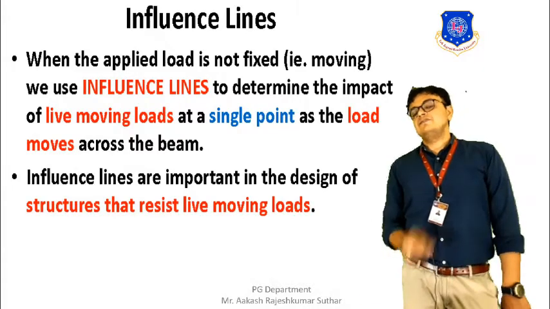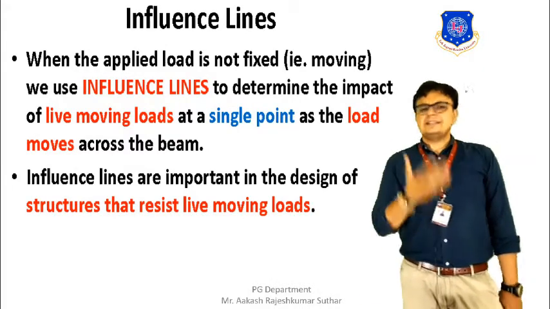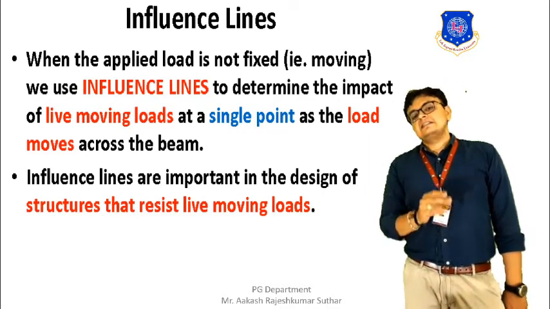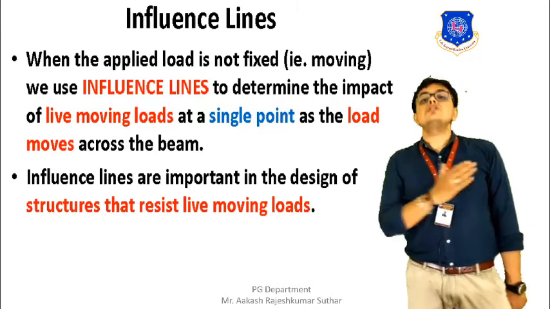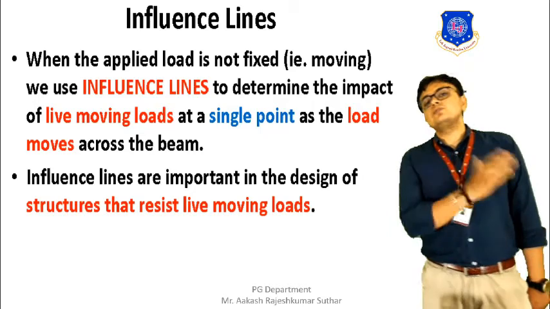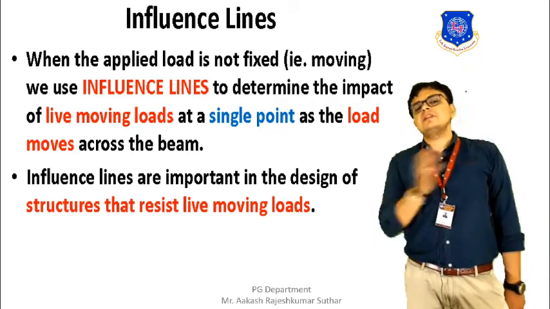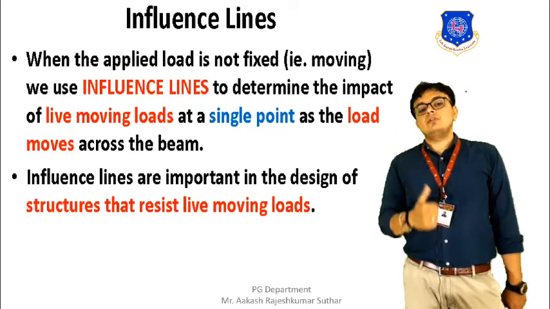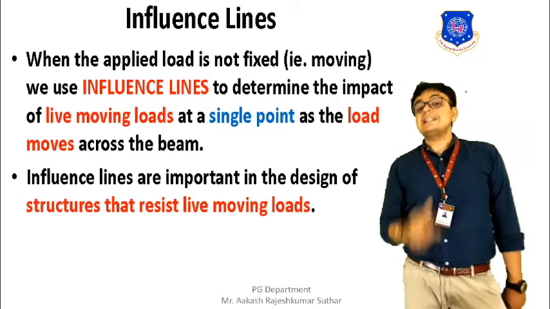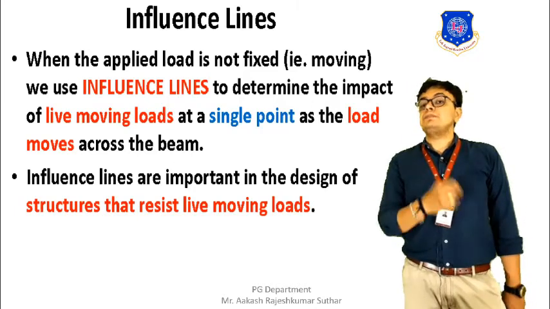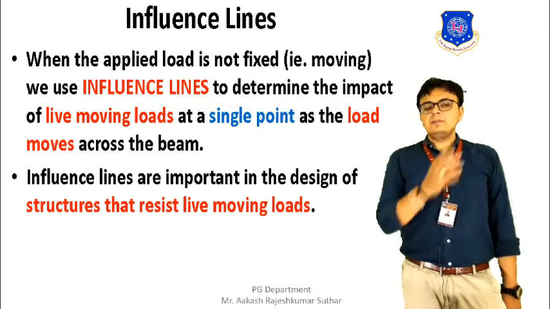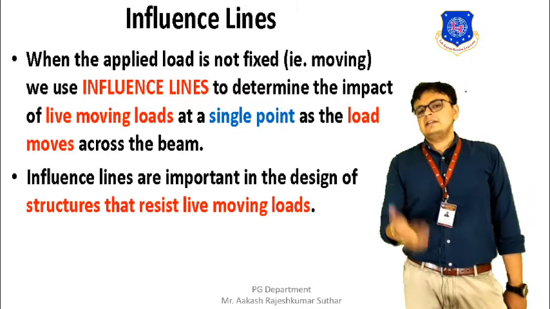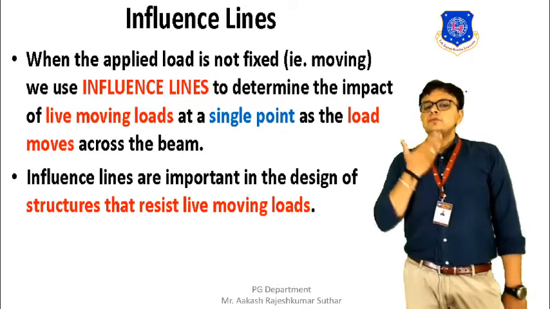Now talking about the main word of this chapter, that is the influence line. What is this? It means when the applied load is not fixed, it keeps on moving over the whole span, moving throughout the span. At different times, it will be at a different location. We use influence lines to determine the impact of the live moving load at a particular single point as the load moves across the beam. The load will be moving continuously over the span of a structure.